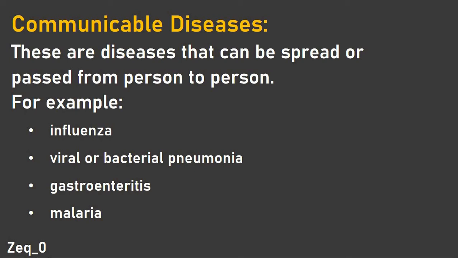Communicable and non-communicable. Communicable diseases are diseases that can be spread and transmitted from one person to another. For example, diseases caused by viruses, influenza, viral or bacterial pneumonia, gastroenteritis, and malaria. Those are all communicable diseases. They can be transmitted from one person to another.